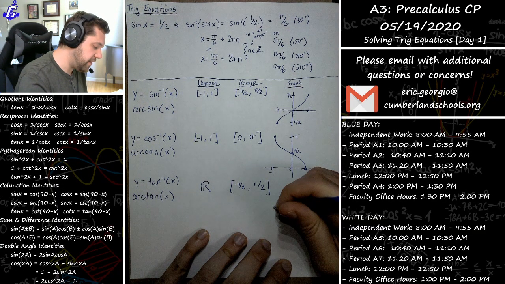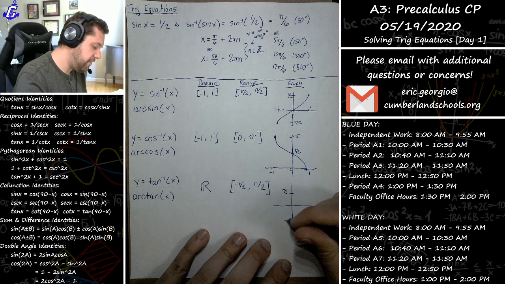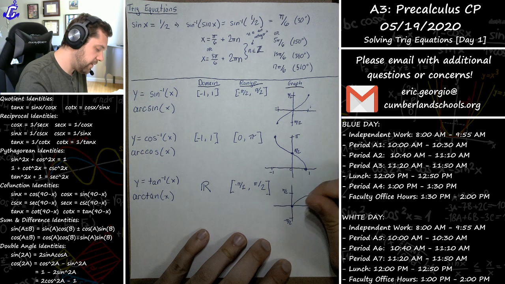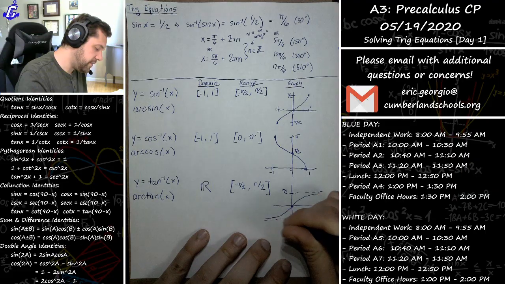The graph of that looks like this. I have pi over 2 up here. I have -pi over 2 down here. I have 0, 0, and we go kind of like this, approaching but not touching that, approaching but not touching that.